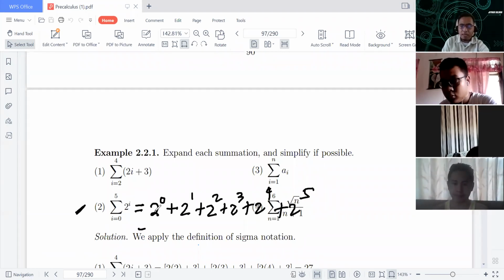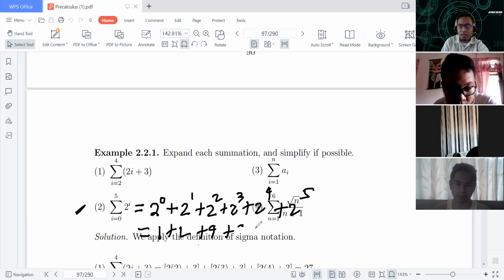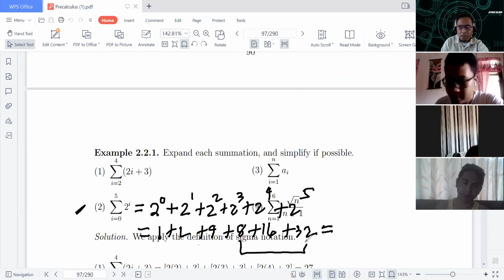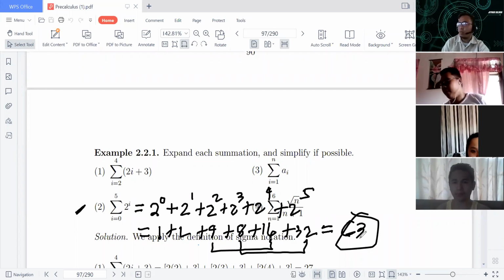If we simplify, 2 raised to 0 is just 1. 2 raised to 1 is just 2. This is just 4, this is just 8, 16, and 32, right? Is it clear, everyone? If we add all of this, we can say the answer. Jetro: 63, sir. Yes, the answer 63 is correct.